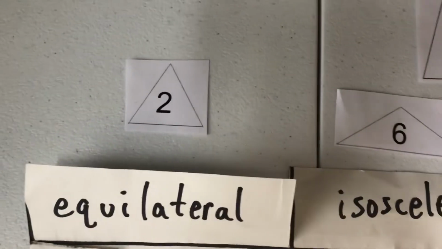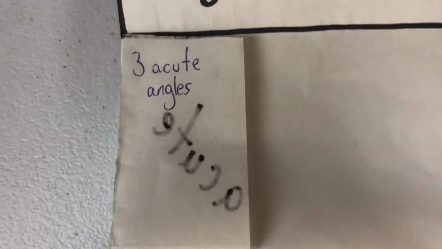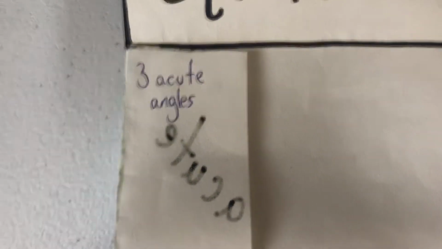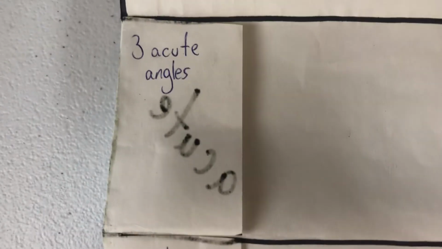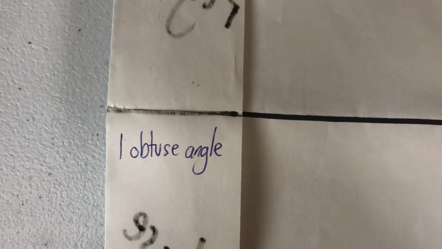Okay, so now we classified based on the sides. Now we're going to talk about the angles. Okay, so some triangles have 3 acute angles. All angles are acute, less than 90. Some triangles will have 1 right angle, and then some triangles will have 1 obtuse angle.